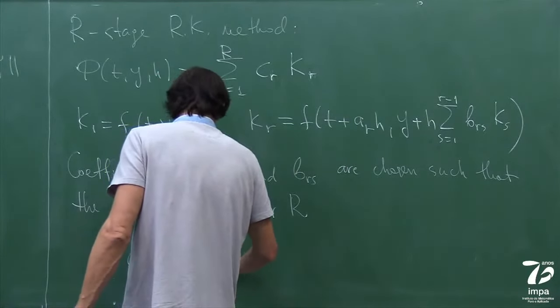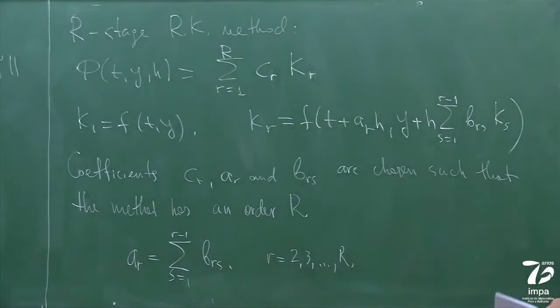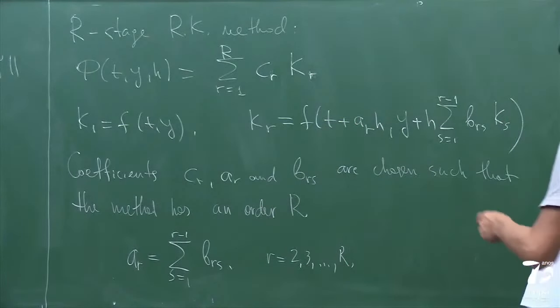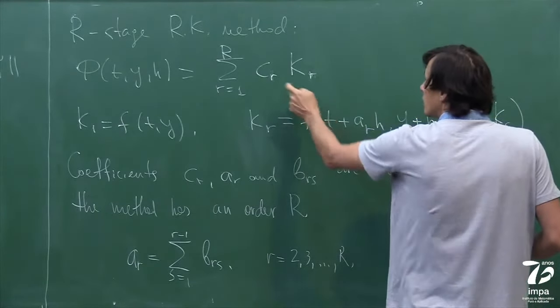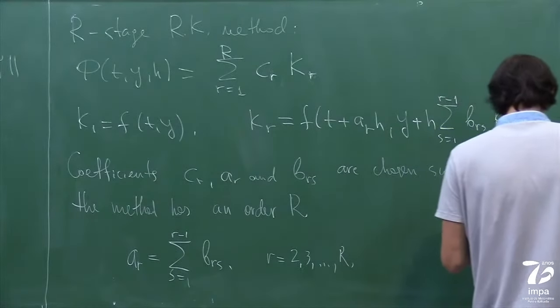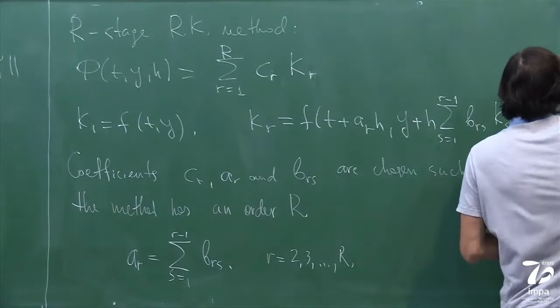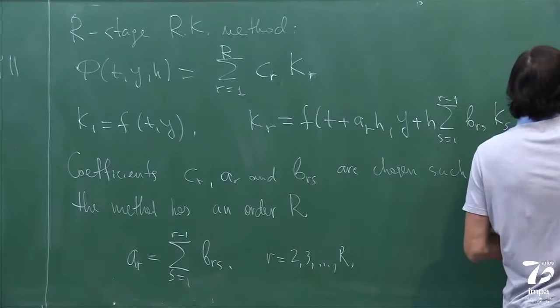So this is one rule, which is general. This is for r, and r starts from 2, right? Then we have A, so now we need just B's and C's, and this can be done case by case. For r equal 1, there are no coefficients, because it is just this same function, and this is the Euler method.